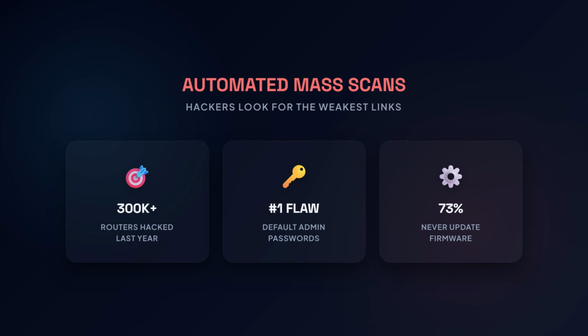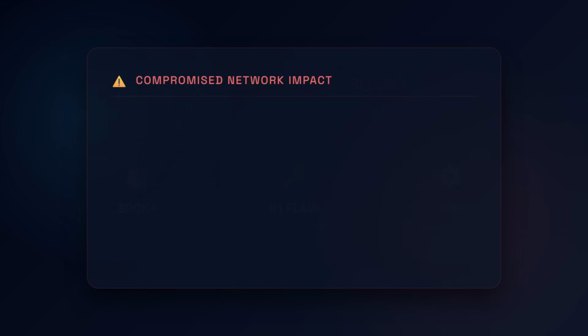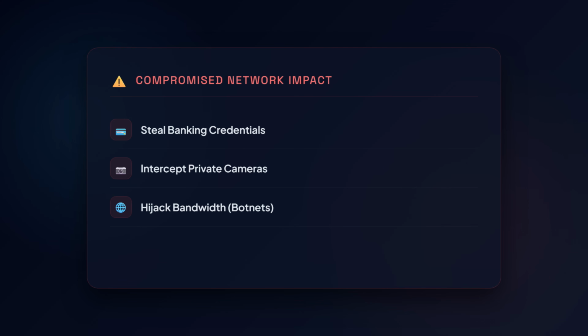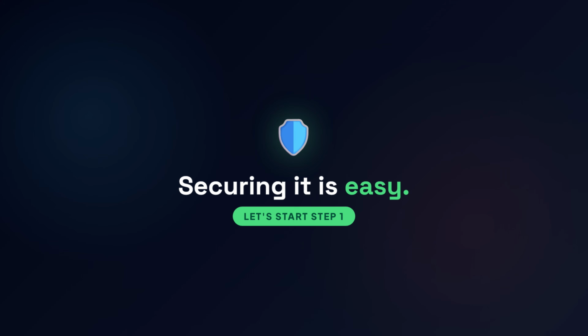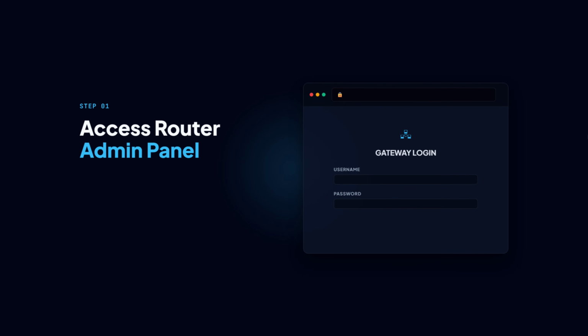From a compromised home network, hackers can steal your banking information, get access to your camera, use your internet connection for other purposes, control your smart home devices. But the good news is, it's easy to prevent all of this. Let's get started. First thing to do, enter the router's admin panel.